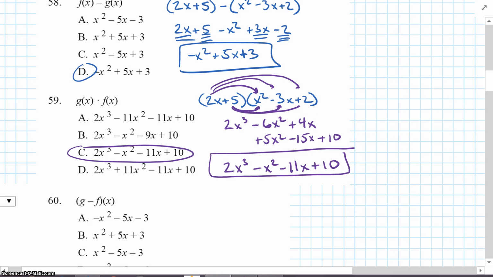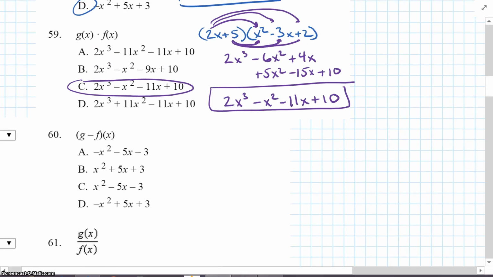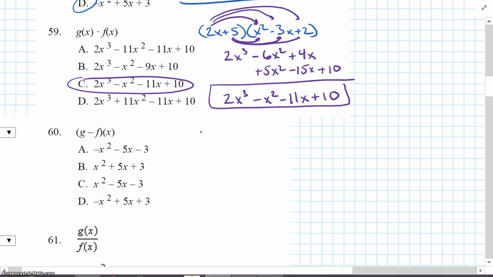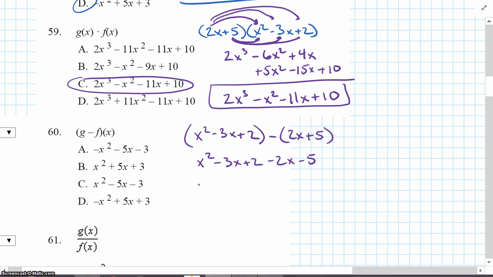Okay, moving on. 60. The g of x minus the f of x. So that's going to be x squared minus 3x plus 2. That's my g of x. Minus 2x plus 5. Rewrite it and distribute the negative sign. So it's x squared minus 3x plus 2 minus 2x minus 5. Sum like terms. So I get x squared minus 5x minus 3. Answer C. Plugging along pretty easily right now, aren't we? Good deal.